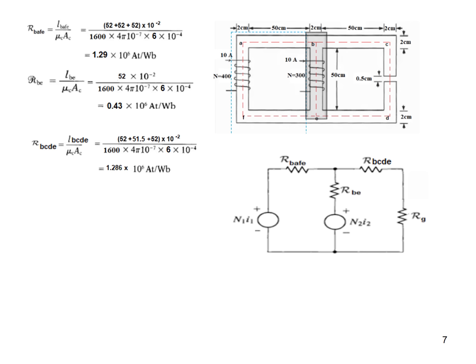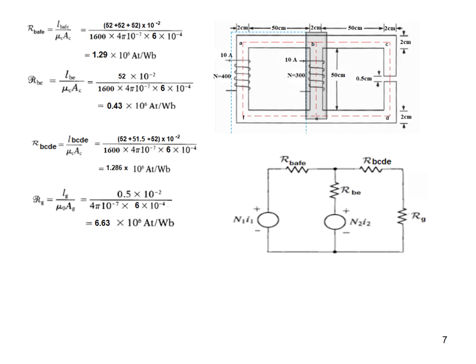Now we go to RBCDE. BCDE, this is also 52, this is 52, and this is 52. But in this one from CD we have to subtract 0.5, which is the air gap. So this one it will be 51.5. So 52 plus 51.5 plus 52 multiplied by 10 raised to the power minus 2. So we get an answer 1.286.